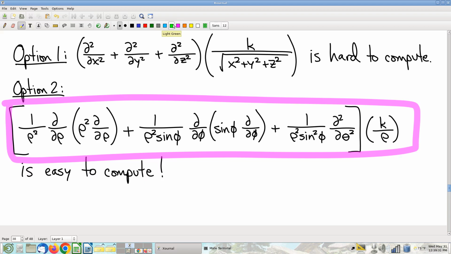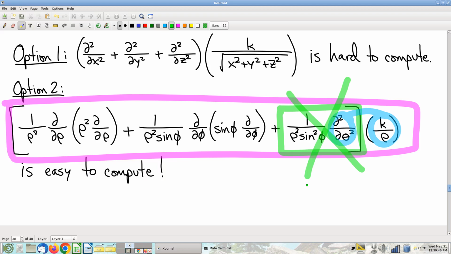Low-hanging fruit. Let's look at this term right here. And let's ask, how do I apply that to this function? Well, the very first thing I need to do is take a theta partial of this function, in which there are no thetas, and we are done with that term. That term is 0. We're a third of the way done. Right? I mean, that's pretty cool.